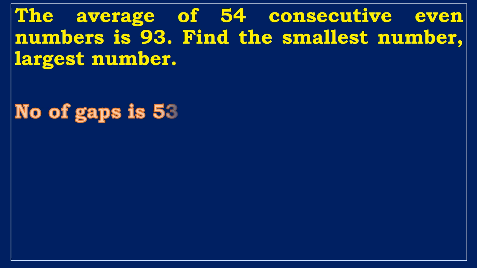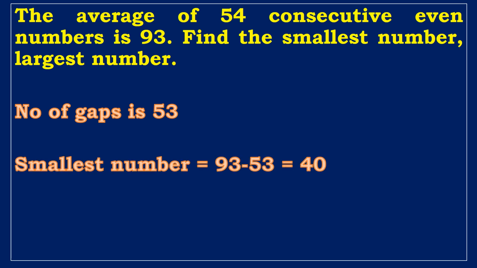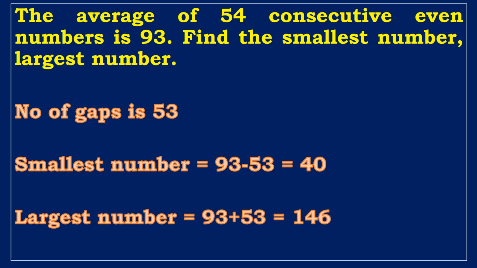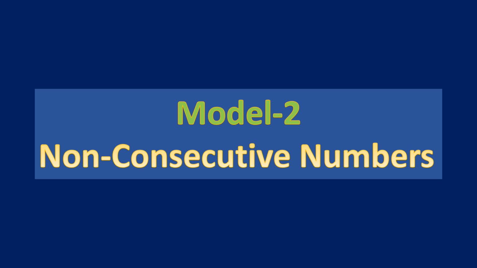The total number of consecutive even numbers in this given problem is 54. The number of gaps will be 53. The smallest number will be 93 minus 53, which is 40, and the largest number will be 93 plus 53 equals 146. Let us now learn the second model for solving averages problems.